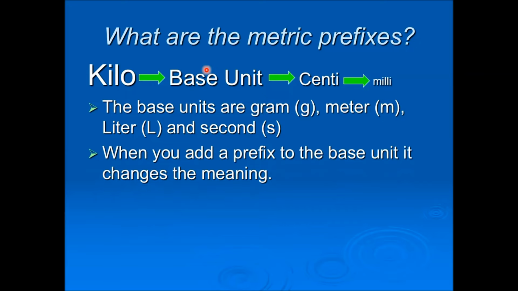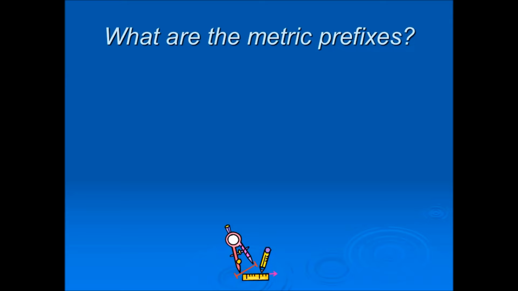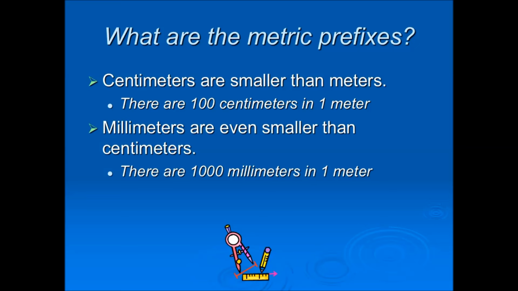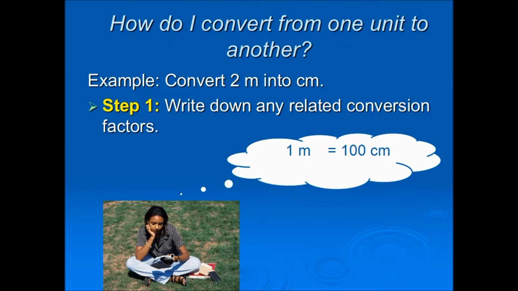So if you think of the base units as gram, meters, liters, and seconds, we're not going to deal with liters, but that's the base SI unit for volume. Adding a prefix just changes its value or its meaning. Like adding a kilo in front of gram makes it 1,000 grams. Centimeters are smaller than meters, so it takes more of them to make 1 meter. Millimeters are even smaller, so it takes even more of them to make 1 meter. And these same rules apply to any unit, like milli, centi, kilo. You put it in front of anything and it changes its value. So we're going to use that shortly.